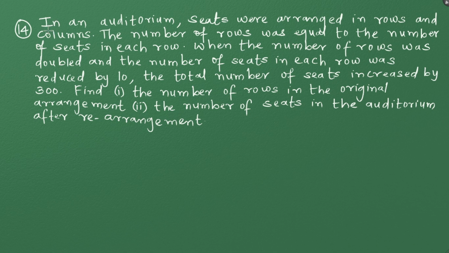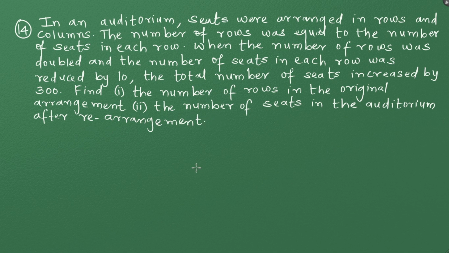In an auditorium, seats were arranged in rows and columns. The number of rows was equal to the number of seats in each row. When the number of rows was doubled and the number of seats in each row was reduced by 10, the total number of seats increased by 300. Find the number of rows in the original arrangement and the number of seats in the auditorium after rearrangement.